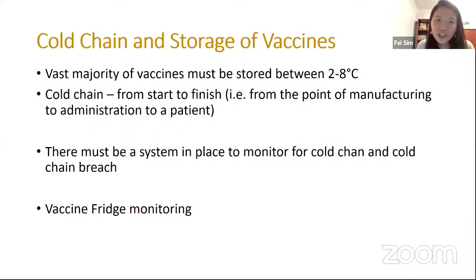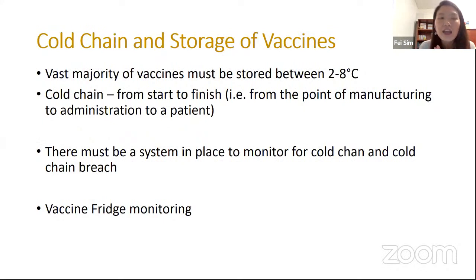So cold chain means from start to finish, from when the vaccine is being manufactured to when it is administered to a patient, the whole time, the vaccine must be stored between 2 to 8 degrees Celsius. And there must be a system in place to monitor for cold chain and cold chain breach. And also there must be monitoring in place for the vaccine fridge.